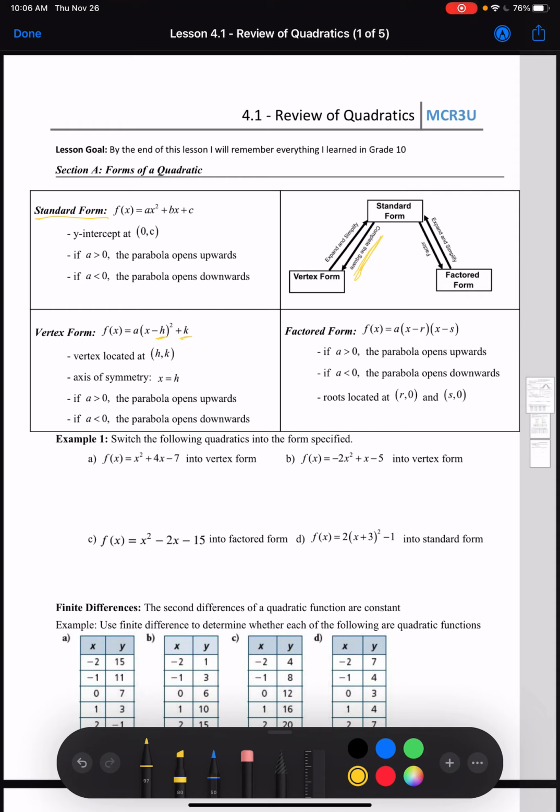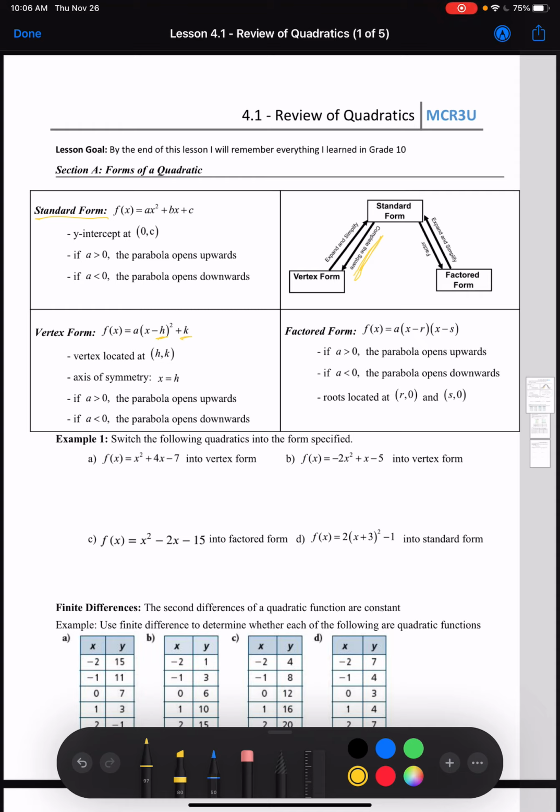And the vertex of a parabola is basically the starting point of the parabola, and then it either opens upwards or downwards from that starting point. And that also gives you the axis of symmetry, because it's symmetric around the vertex. And that axis will be a vertical line, so it'll be x equals that x value. And again, the value at the front tells you if it opens upwards or downwards.